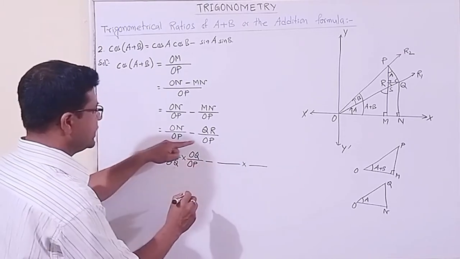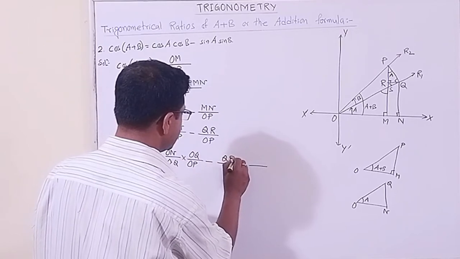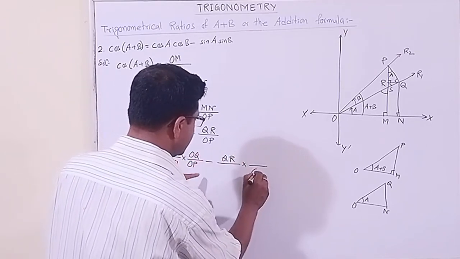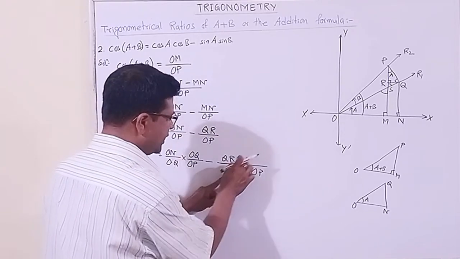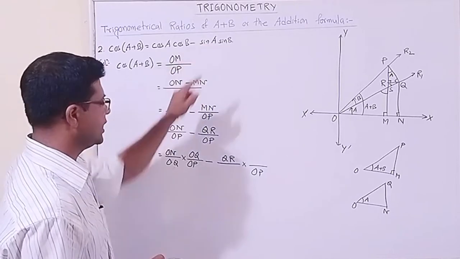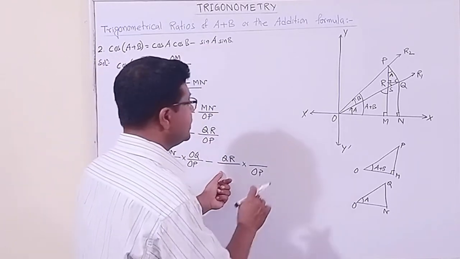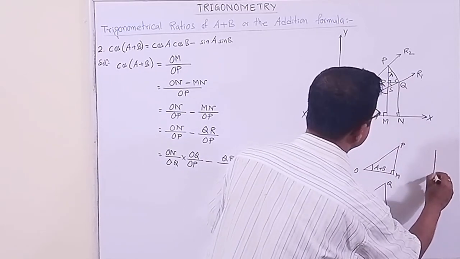Then QR. Let us write QR. And OP will be here, is it not? We have to sum one side, we have to divide here, then the same thing we have to multiply here. What will that be? Sin A sin B. Now QR, where will we get QR? QR is in the smaller triangle.